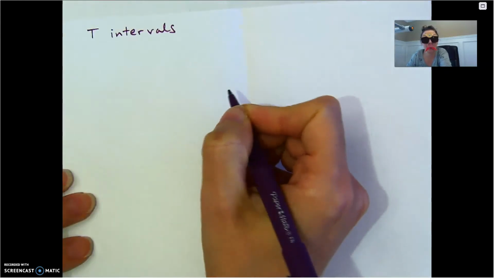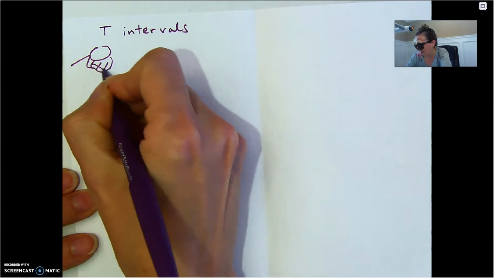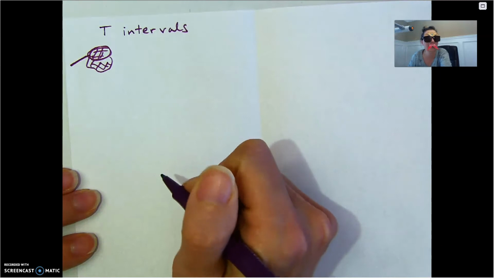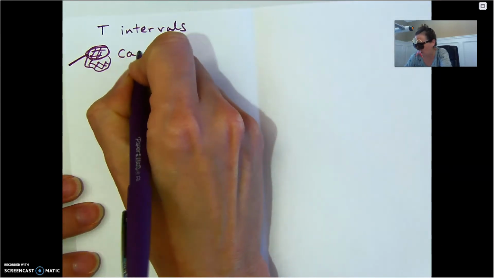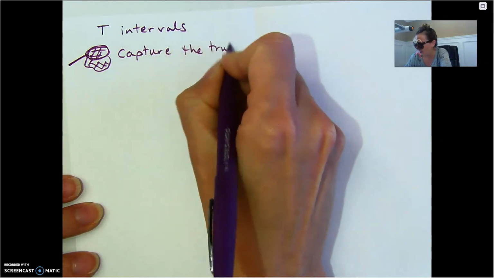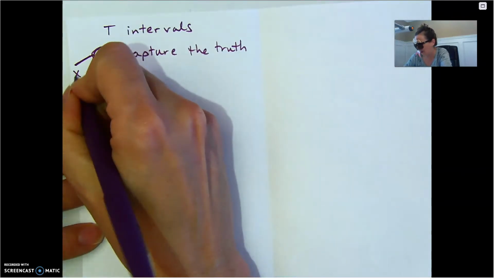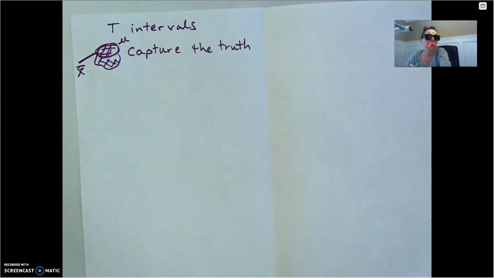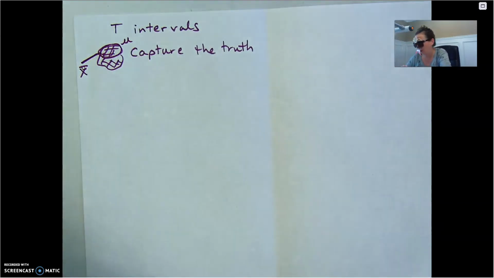All right, so those t-intervals, that was when we had our net. I'm getting really good at drawing nets. How about you? All right, so with these nets, we were able to capture the truth. So we don't know what the true value is, right? In this case, it was a mean. So X bar was holding the handle and we're trying to capture mu. We use these samples to try and figure out what the true value is for the population.